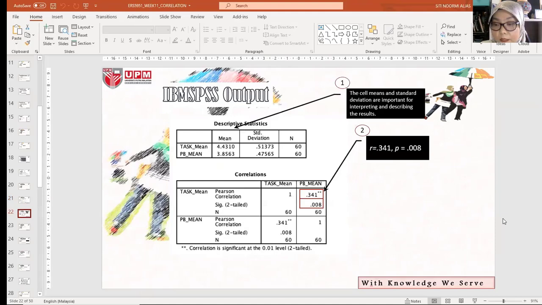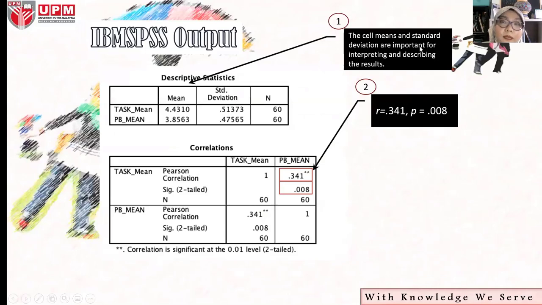So this is the result for our correlation. The mean and standard deviation are important for interpreting and describing the result. So before you report the correlation result, you need to present the mean and standard deviation for the individual variables first. That's why every time we rerun the mean and standard deviation analysis.